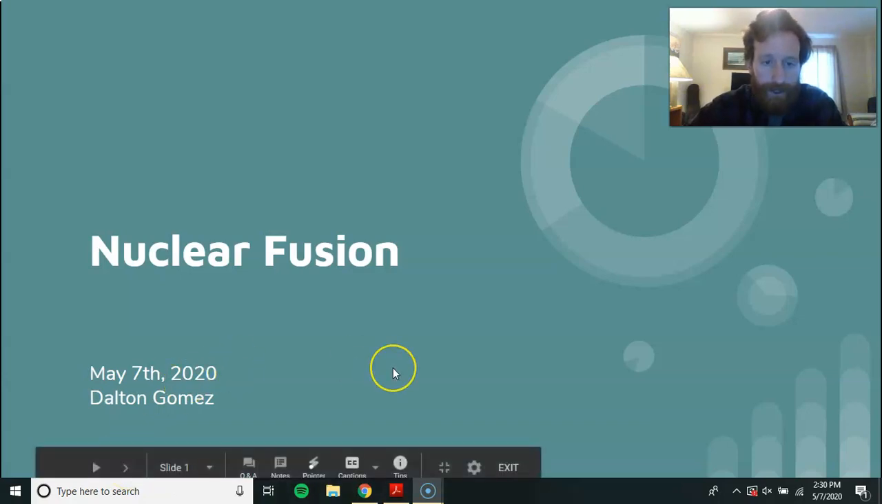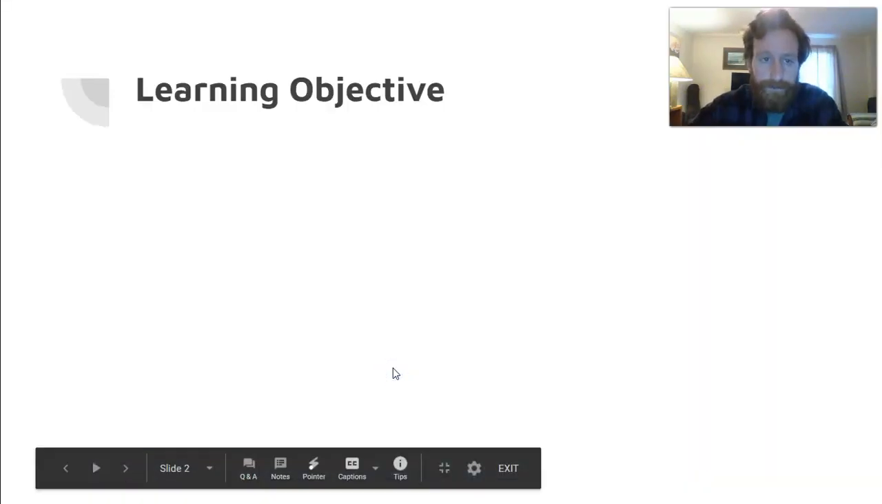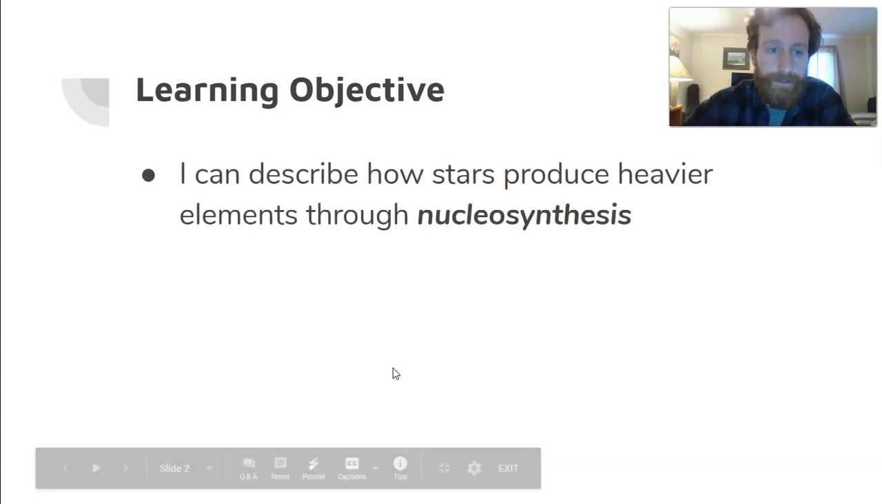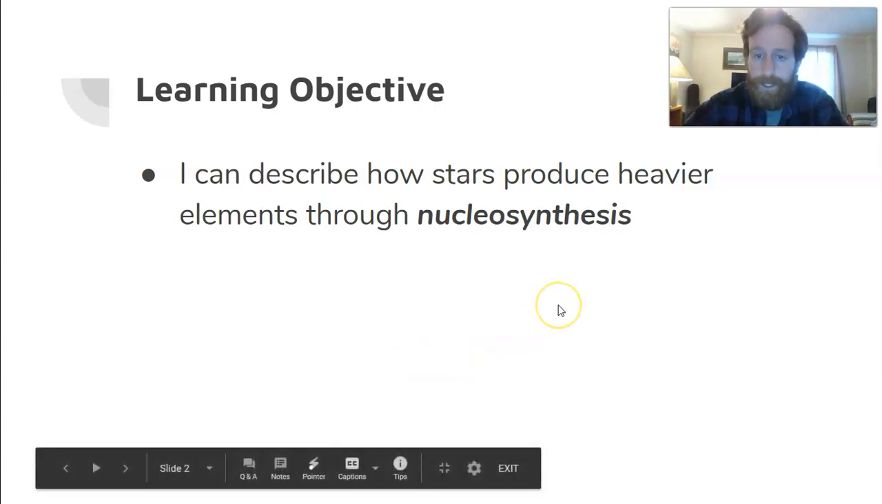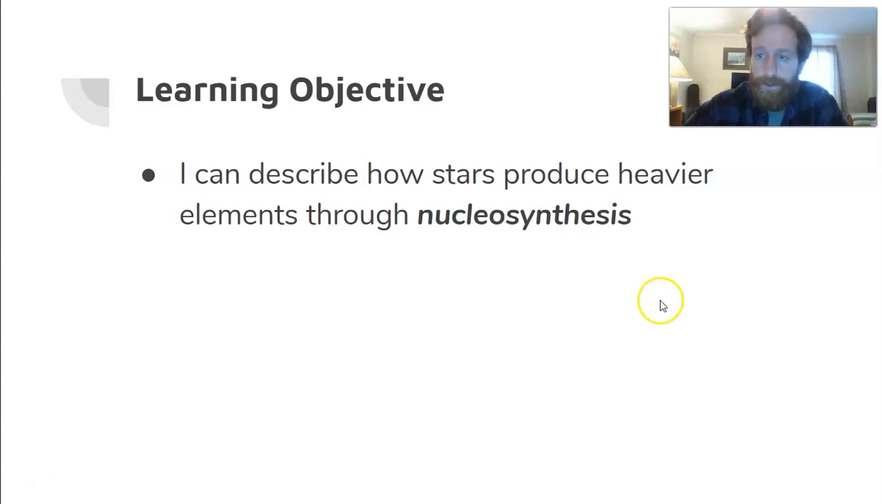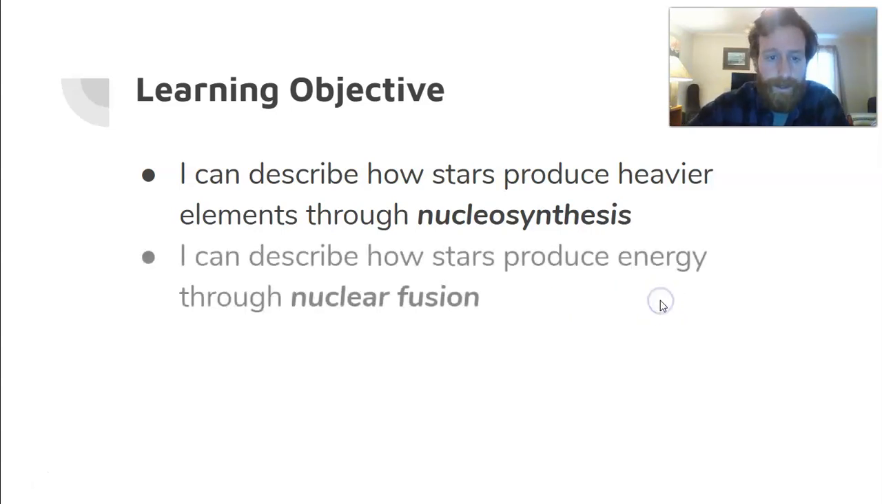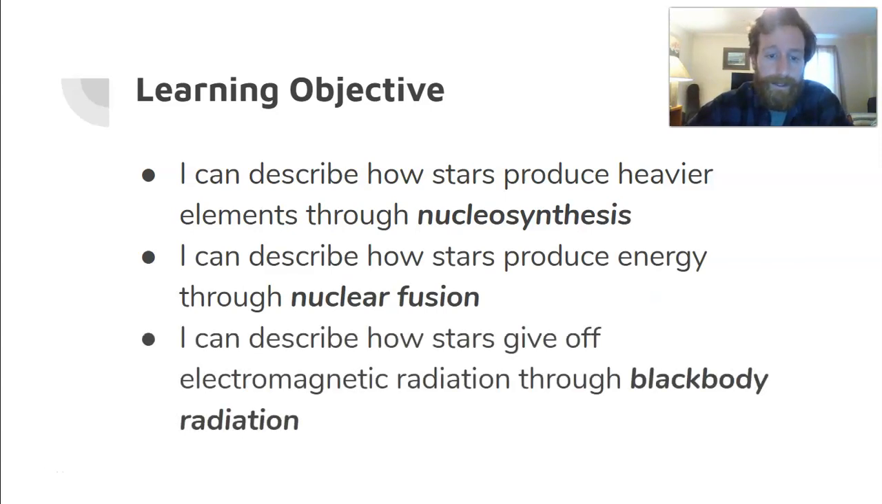And with that, we'll jump into nuclear fusion. So a couple learning objectives for you today. This is kind of a rerun of what we did last assignment, but we'll touch back on it. I can describe how stars produce heavier elements through nucleosynthesis. I can describe how stars produce energy through nuclear fusion. And I can describe how stars give off electromagnetic radiation through a process called black body radiation.